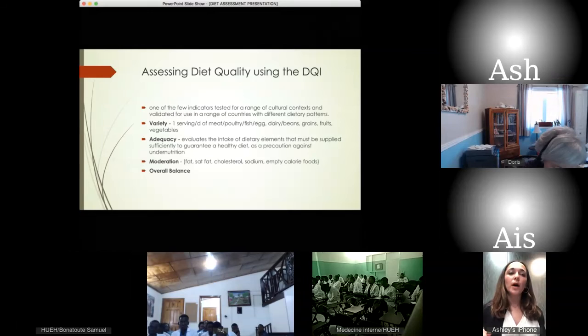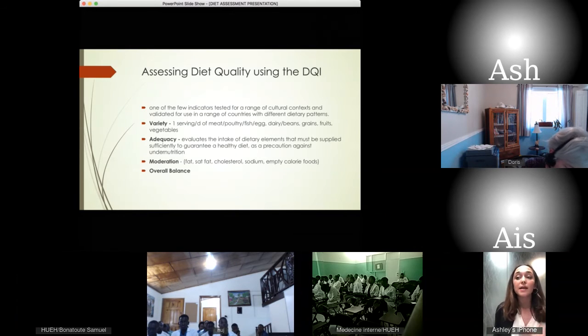So another tool we can use is the DQI, which stands for the Dietary Quality Index. It's really exciting because it's an individual level diet quality indicator that enables cross-cultural diet quality comparisons.